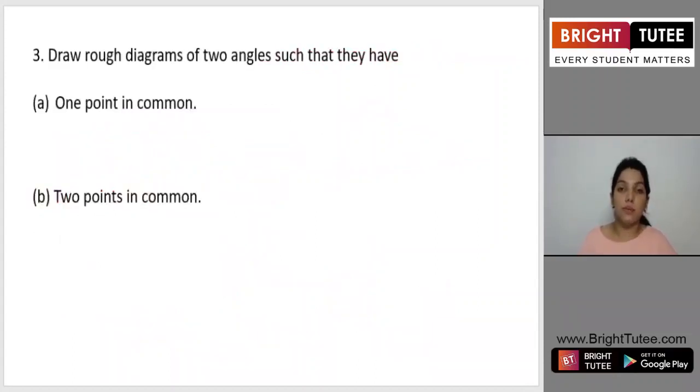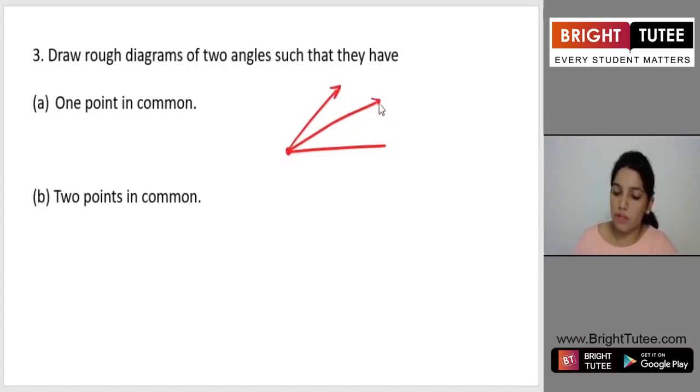Moving ahead to the next question, here we need to draw a rough diagram of two angles such that they have one point in common. So, let us draw. These are the two angles, okay, and this is the one common point between these two angles. Is that right? Now two points in common. So how can we draw this? Sorry for my bad drawing.